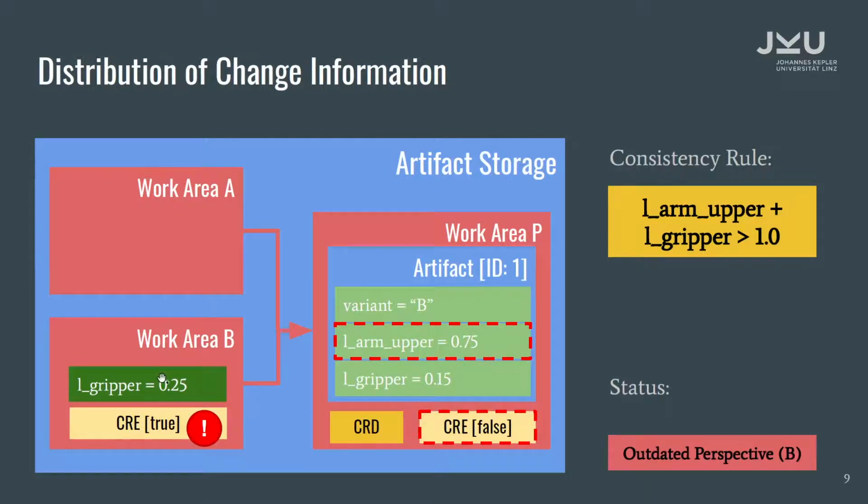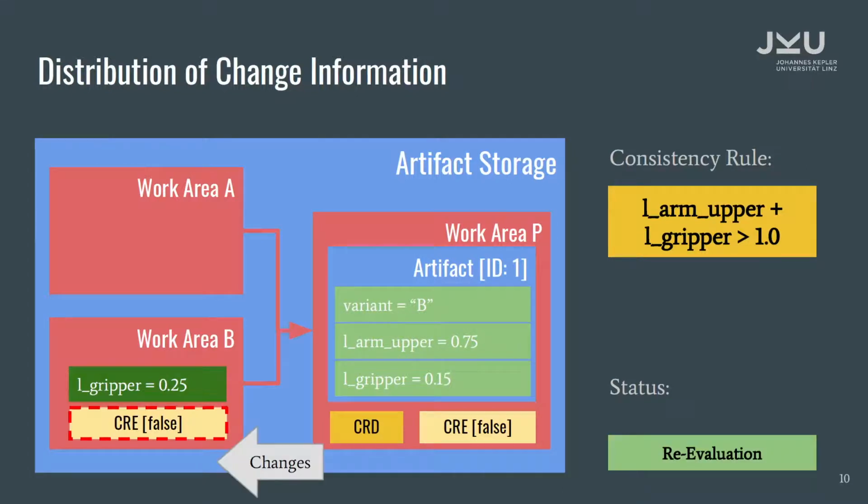So what we are doing here essentially is we propagate changes to all sibling work areas and trigger a re-evaluation of the consistency rule from within that work area B here, which is then correctly written as false. And that is how this distribution of change information works. And of course, feedback is then sent back to the engineers.